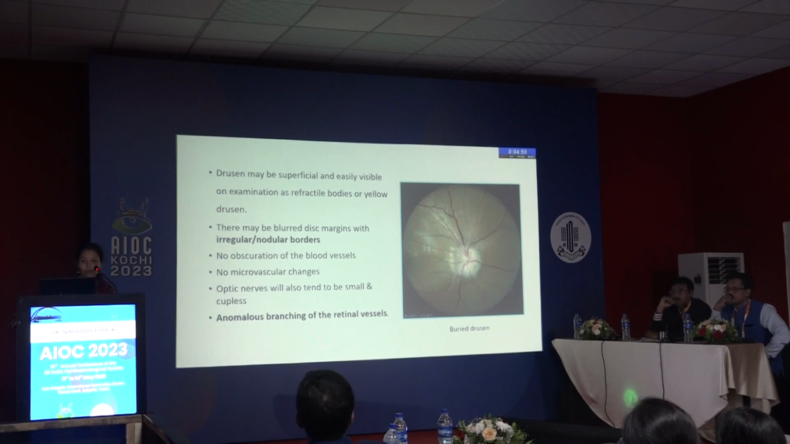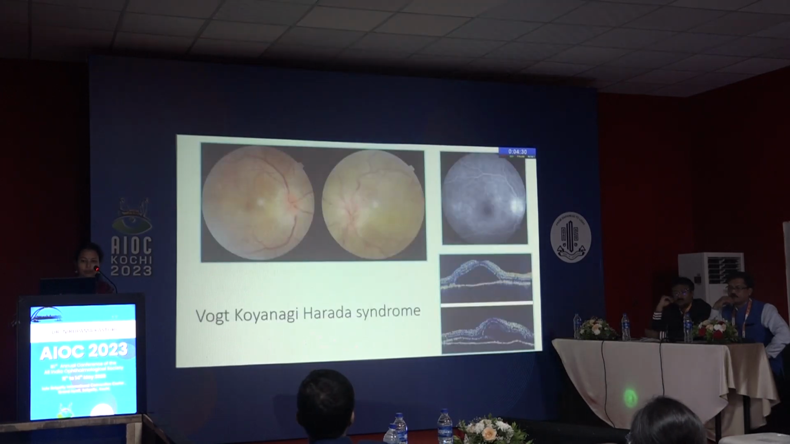And also there will be no microvascular changes like hemorrhages or cotton wool spots. And the disc usually tends to be a little small and crowded. And also the branching of the vessels may be slightly anomalous. So all this gives rise to a picture of an anomalous disc with buried disc drusen. So that helps to differentiate from a true disc edema.